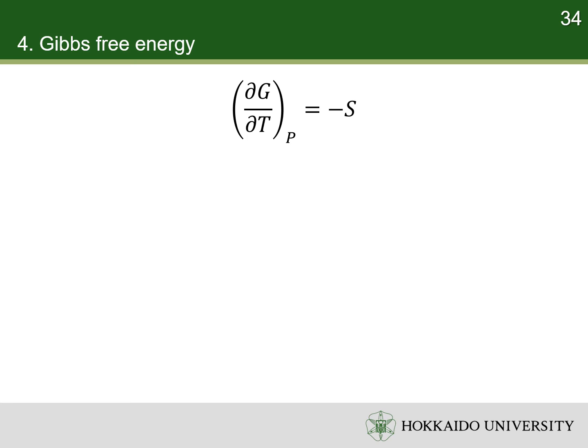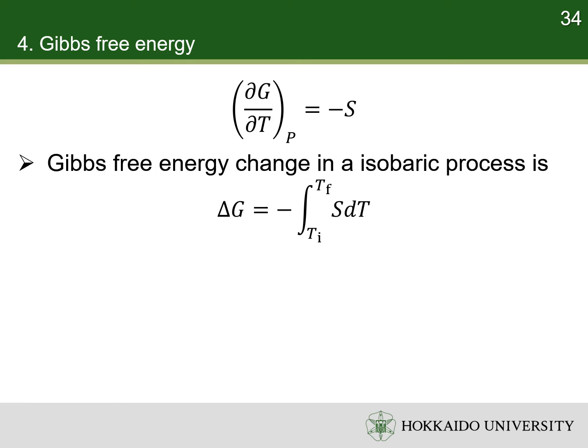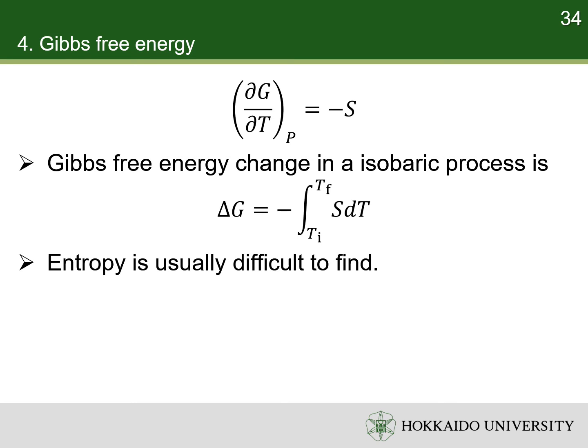On the other hand, according to the infinitesimal form of Gibbs free energy, the partial derivative of Gibbs free energy with respect to temperature with pressure held constant is the opposite of entropy. The entropy change in a reversible isobaric process can be calculated by integrating entropy with respect to temperature from initial temperature to final temperature. Unfortunately, the entropy of the system is usually difficult to find.